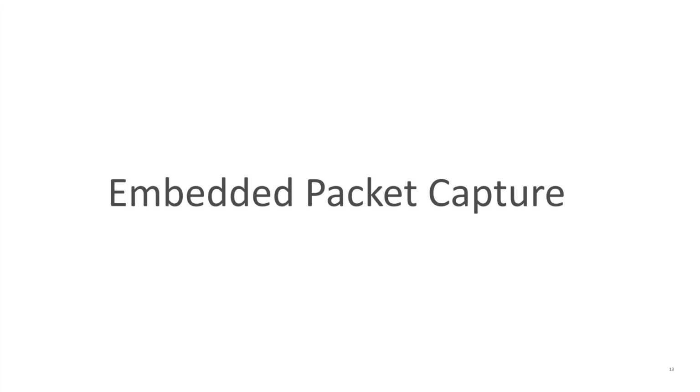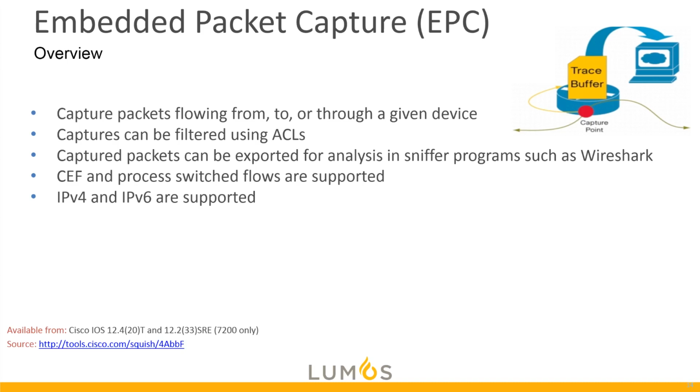So let's take a look at embedded packet capture. Embedded packet capture allows us to capture packets flowing either from, to, or through a given device. We can capture packets using ACLs to filter and specify the interesting traffic rather than all traffic. And we can use captured packets. They can be exported for analysis in, for instance, Wireshark or other various sniffer programs.